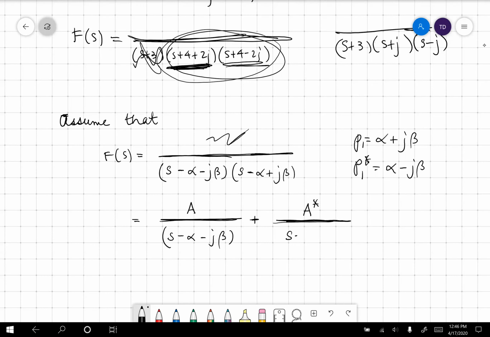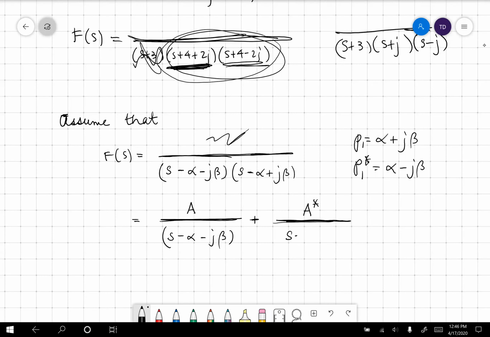So what's the beauty of this? I have two terms, but how many of these numerator terms do I have to solve for? How many numerator terms do I have to solve for? One. That's right. You just solve for one. Once I have A, I immediately have A conjugate.